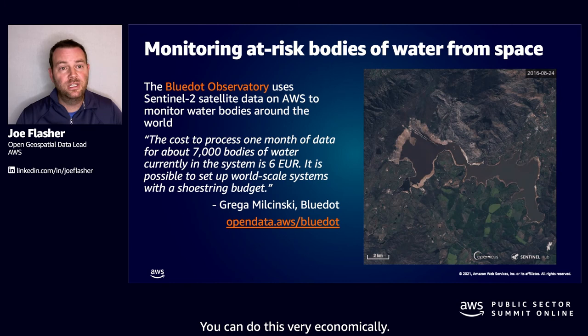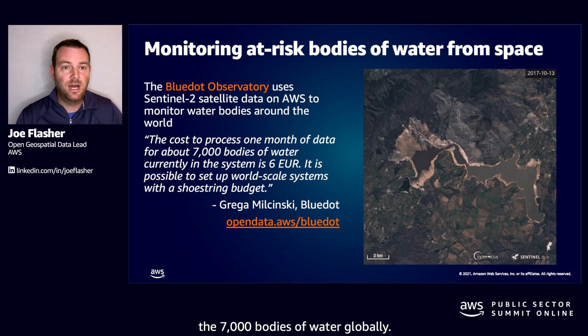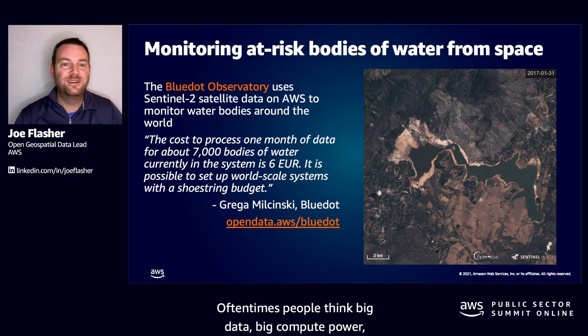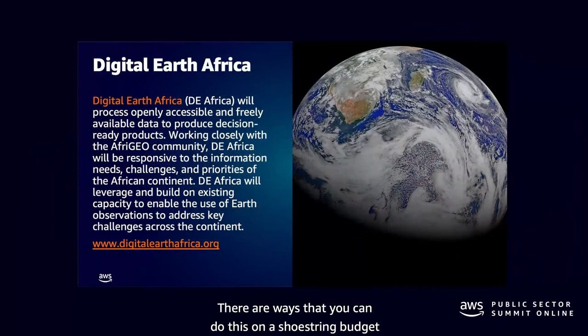As an example here, Blue Dot Observatory monitors these 7,000 bodies of water globally. They do that for about €6 a month, right? That's amazing. So I just want to call that out. Oftentimes people think big data, big compute power, big money, but it doesn't need to be that. There are ways that you can do this on a shoestring budget, and we are more than happy to help you figure out how.